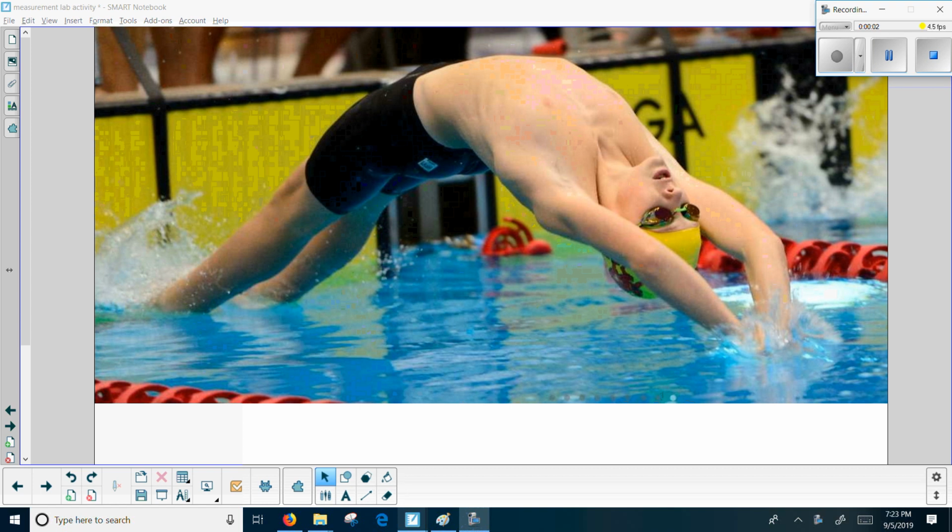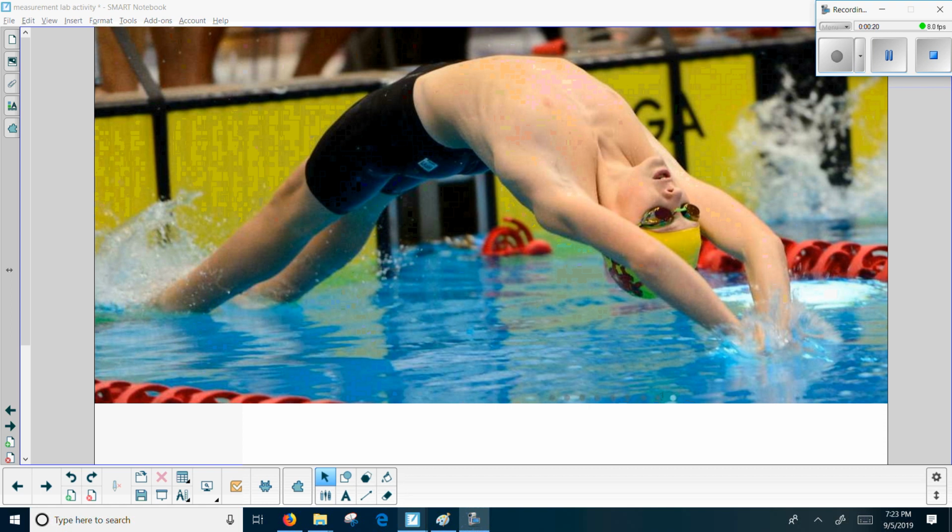Hey everyone, in this video we're going to be looking at the importance of having really good quality measurements. So what I have here is a picture of a swimmer, and most of you know that during swim meets, the way we determine who the winner is is by timing. The person who has the shortest time for the same distance is the winner.